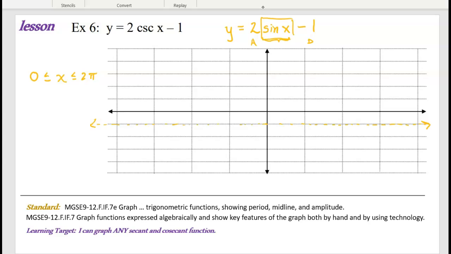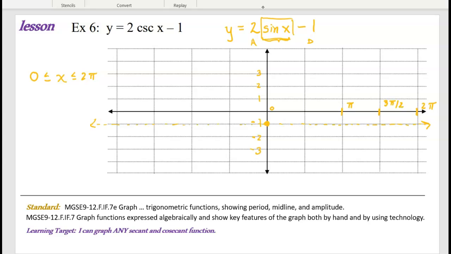So I'm down 1, starting at 0. So this is negative 1. This is positive 1, 2, 3. It's negative 2, negative 3. All right, so sine is going to go up, down, up. Now we're going from 0 to 2 pi. So 0 to 2 pi. Half of 2 pi is pi.